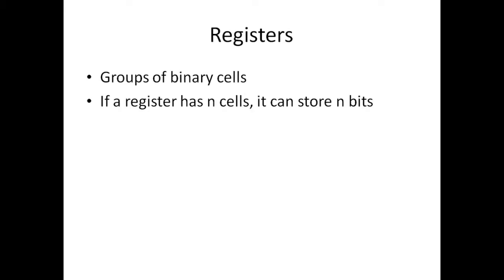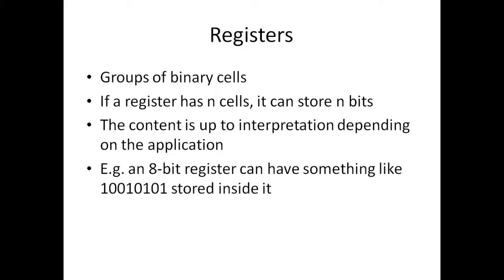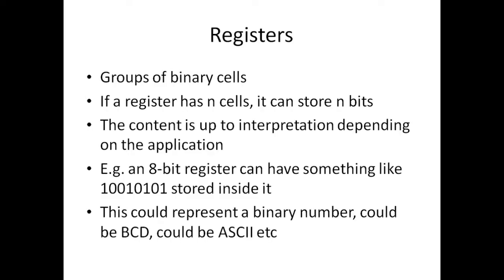Registers are groups of binary cells. For every cell a register has, it can store a bit. The content of a register will be up to interpretation and depend on the application. For example, look at this 8-bit register. It could represent a binary number, ASCII, BCD, or many other things.